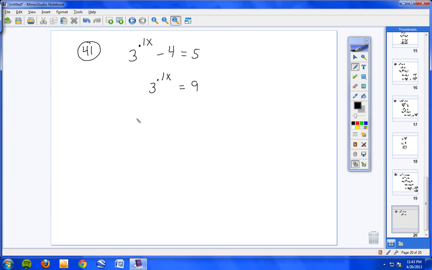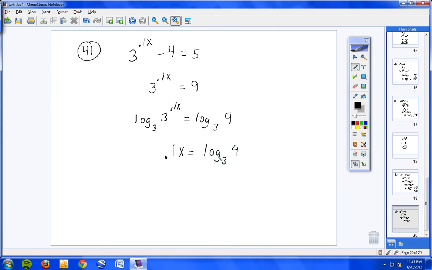And then step 2 says take the logarithm of both sides. And of course your base here is a 3, so we put base 3. Bring this whole side down, so 3 to the 0.1x. Bring this whole side down, so a 9. Whenever a base matches a base, everything cancels out except the exponent. We've done that many times today, so 0.1x equals log base 3 of 9.